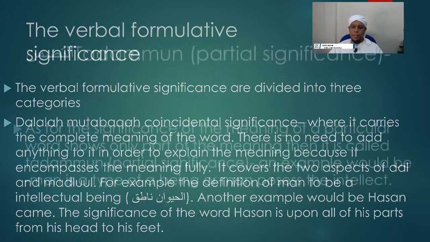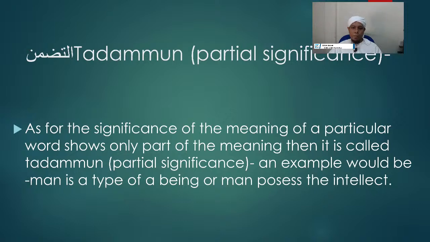Then we have dalala tadammuniyya, a partial signification, and the example, when we say, for example, al-insan is a being. Now this is a partial meaning of insan, that it is a being, but the correct definition of insan is hayawanun natiq. Al-insan is hayawanun natiq. If you say insan is just a being, there are many beings out there. So it is a partial meaning of insan.